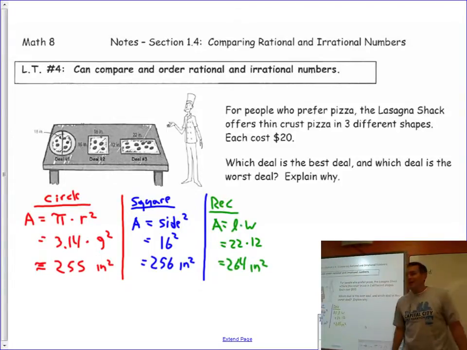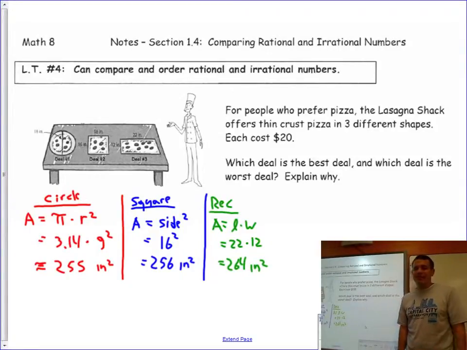Alright, so what I've done there is I have calculated the area of pizza for each shape. The circle, I used the formula pi times the radius squared. Since the diameter was 18, I knew that the radius must be 9. So I did 3.14 times 9 squared and got 255 square inches of pizza. The square, I used the formula the area is equal to the side length squared. That would be 16 squared or 256 square inches of pizza.